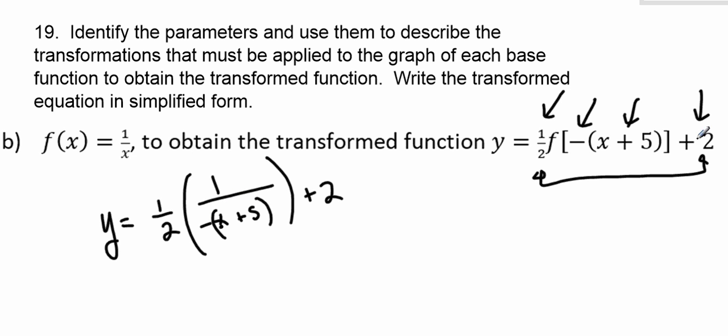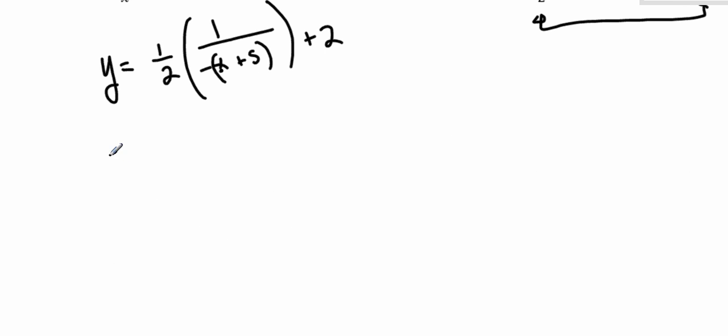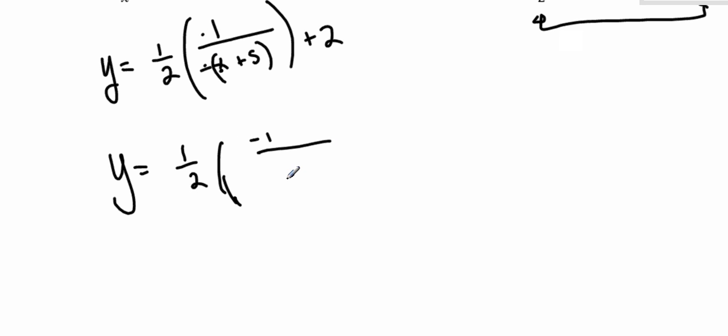So this is why we have to write it in simplified form. This is definitely not simplified form. y equals 1/2. So I have y equals, so the first thing I'm going to do is take this negative and move it up because I don't like seeing a negative on the bottom of a fraction.